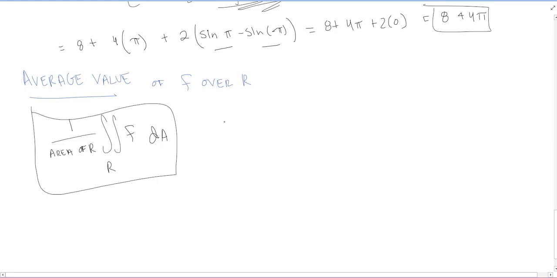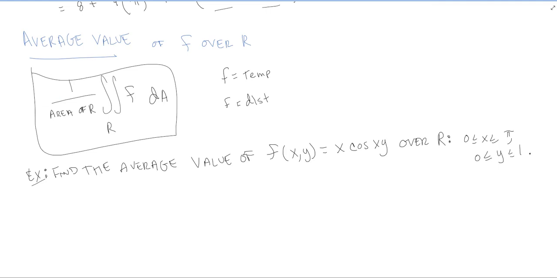Okay, so let's just say that f is a function that represents temperature. So then your average value would be your average temperature. And you could say maybe over the course of a month or something. If f is a function that represents distance, then average value, this double integral divided by the area, would be the average distance. Okay, so let's try an example.